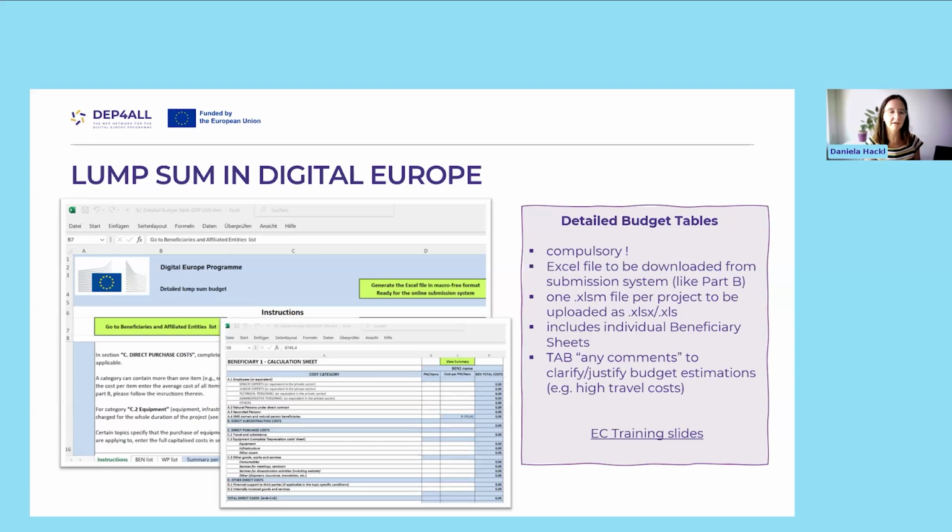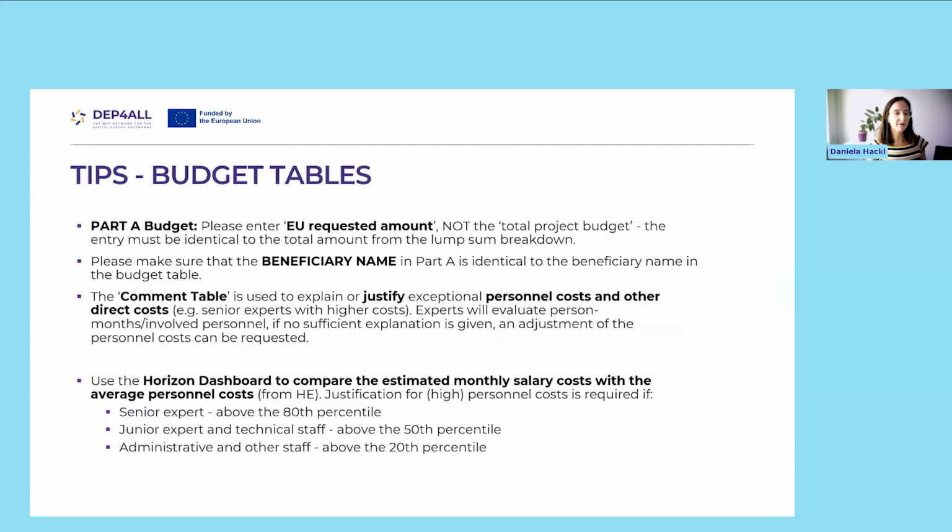So you can use this link and it takes you to the information on the call topics, and it takes you also to the part of the presentation where the Commission really explains very well the use of the budget tables. They really go through each tab and tell you what to fill in and how to fill in, how to use it. Nevertheless, there are a couple of things I'd like to mention here as well regarding the budget tables.